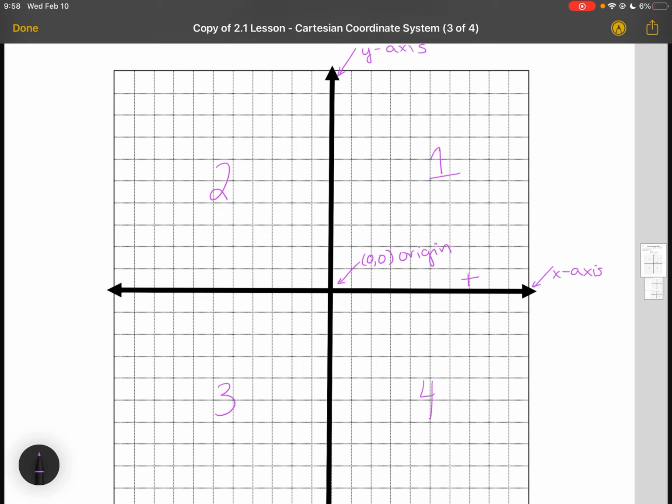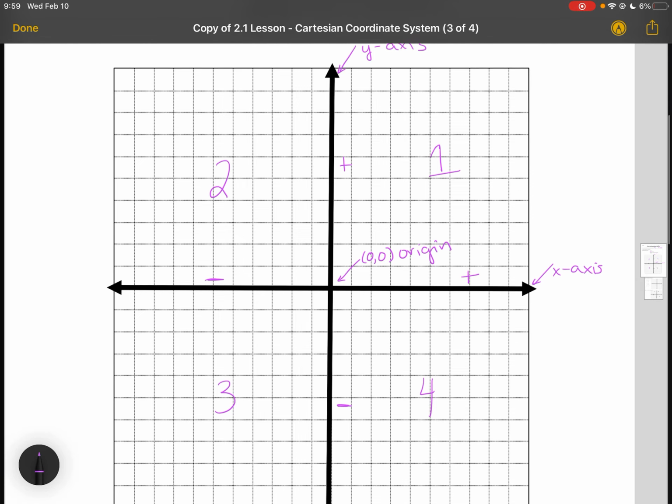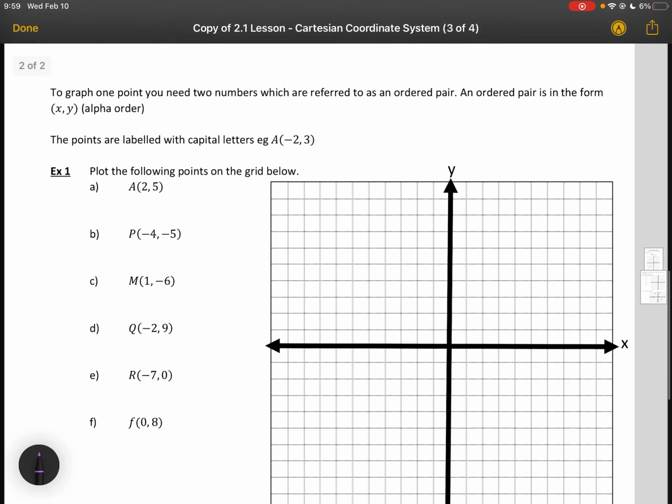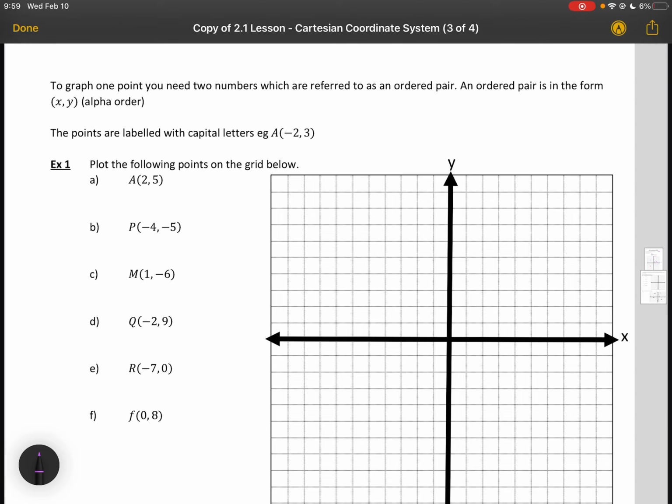In quadrant 1, the x-axis is positive, and so is the y-axis. In quadrant 2, the x-axis is negative, the y-axis is positive. Quadrant 3, both are negative. And in quadrant 4, the x-axis is positive and the y-axis is negative. So from a grid, you should be able to plot points and you should be able to identify points.